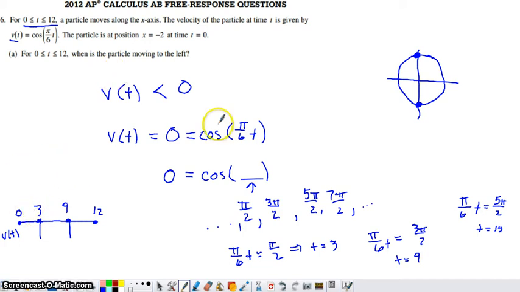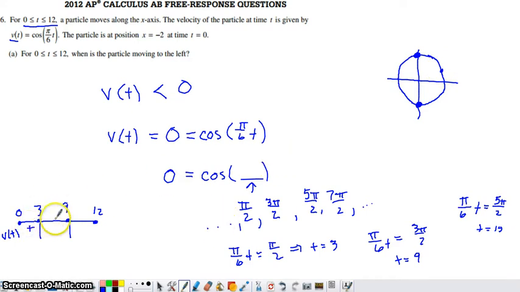So between 0 and 3, what can you say about our velocity function? Well, if you take a value of t like 1, pi by 6 times 1 is pi by 6. On the unit circle, that puts us right here. Now, cosine of pi by 6 is going to correspond to the x-coordinate of this point. That's obviously a positive value. So we're going to have positive velocity values there.